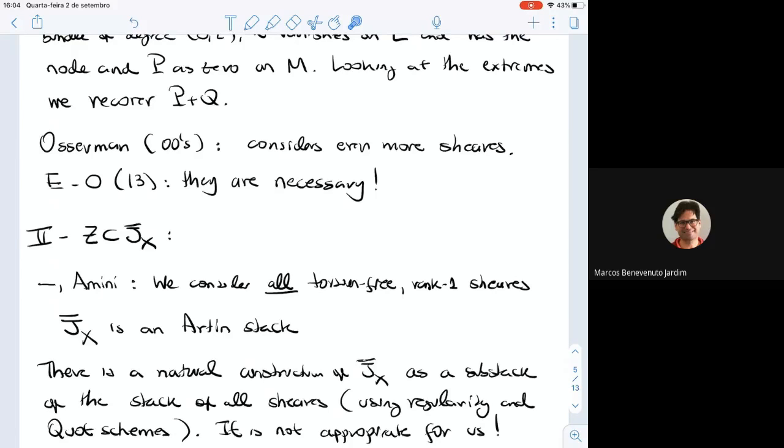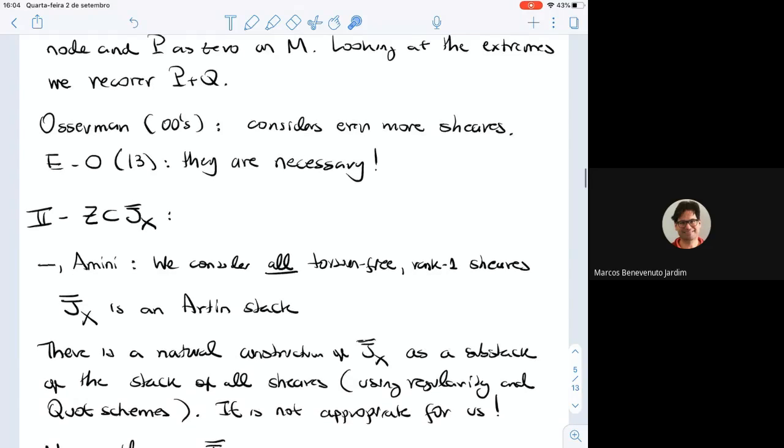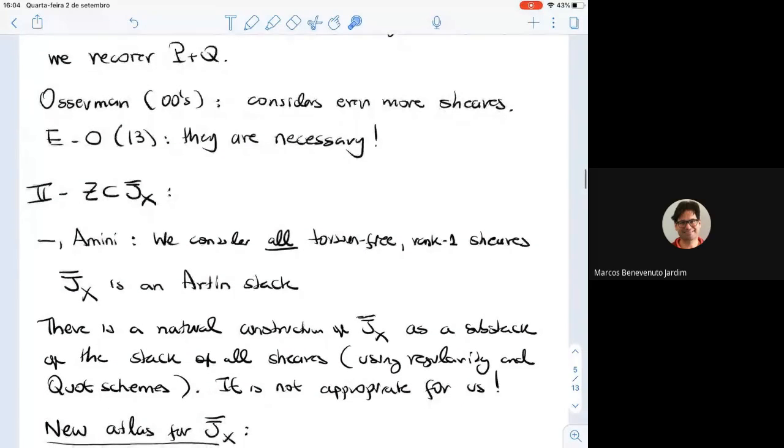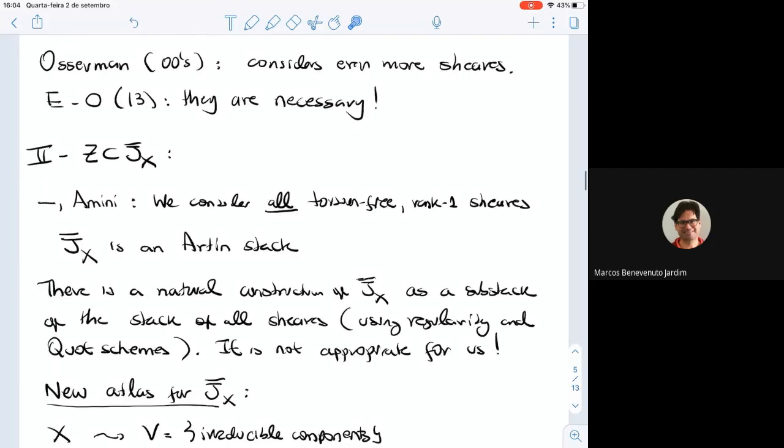So basically you view your sheaves as quotients of twists of the trivial sheaf of some rank. It's not appropriate for us. You don't see the torsion freeness that way anyway. So we need a different atlas, and it would be nice if the atlas were global, and that's what we get. So I'm going to explain to you an atlas that we construct, and it's a global atlas, and it's a useful atlas for what we want to do.